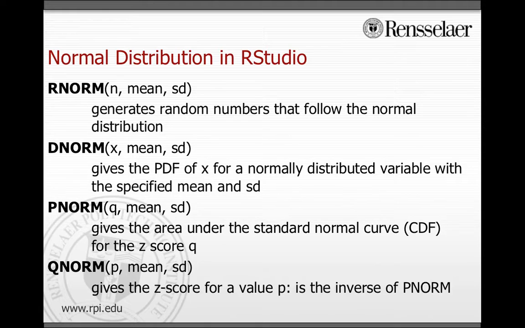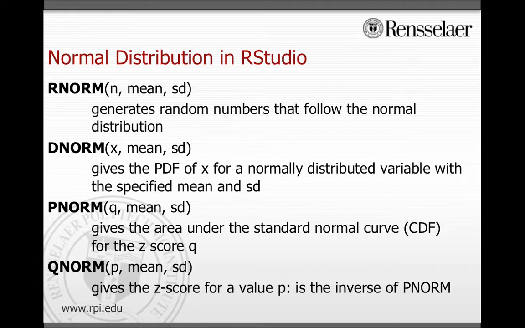dnorm gives the PDF for a normally distributed variable with a specified mean and standard deviation, where x, in this case, is the value you want to find in the PDF. pnorm is the CDF function and gives you the area under the standard normal curve for the z-score q with mean and standard deviation as specified. And last, qnorm gives you the z-score for a value p with mean and standard deviation.